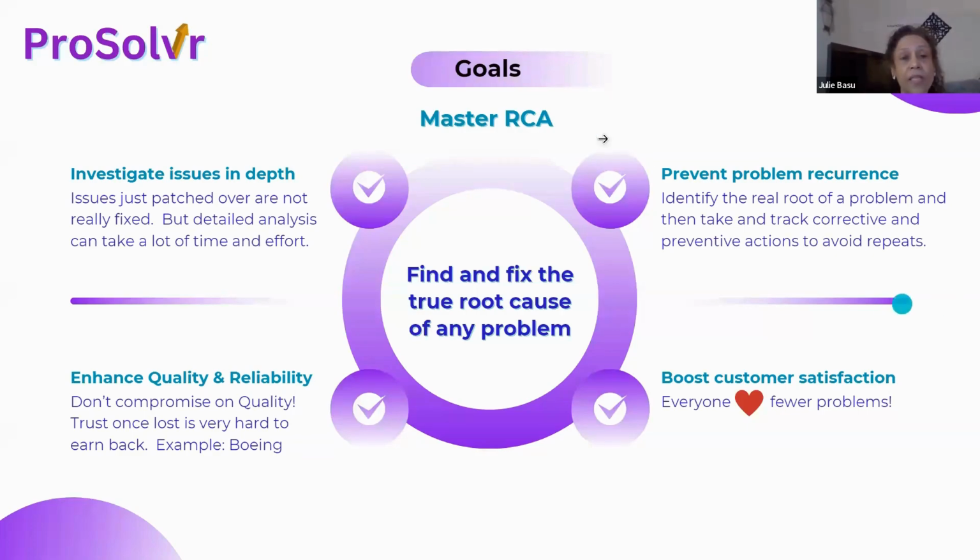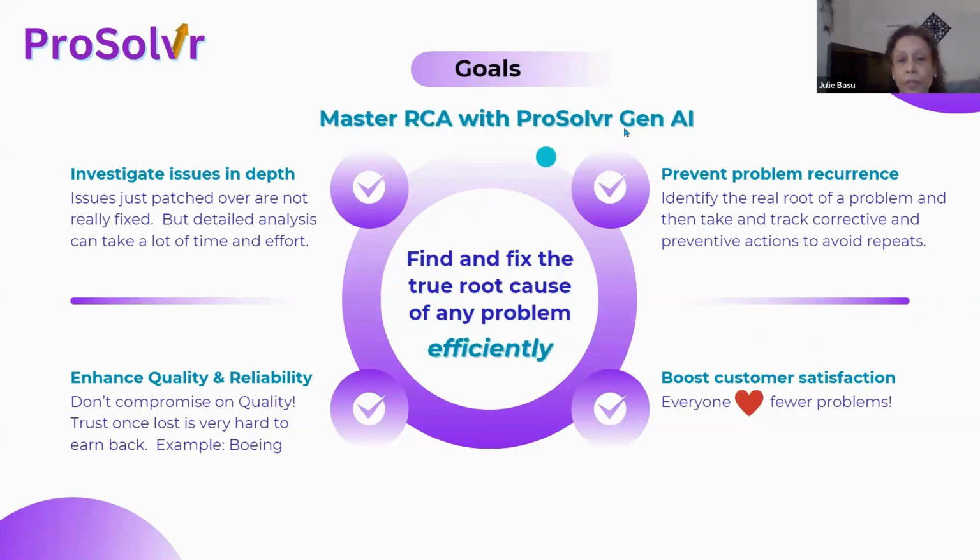So given that these are our general goals, how can we do it better with ProSolvr Gen AI? What changes? Let's say I want to master root cause analysis. Our goals don't change, right? What we can do is add this one word: efficiently. Can we reduce the toil? Can we streamline our efforts? Can we track actions a little bit better? Can we enhance quality a little bit better? Can we get to our goal of increasing customer delight and satisfaction a little bit faster, efficiently, effectively, so once we fix a problem, it does not happen again?